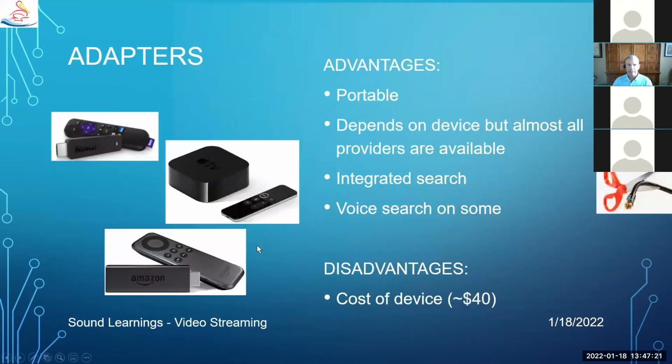And finally, I talked about adapters. Here are some pictures of examples: the Roku, the Apple TV, Amazon Fire TV Stick. If you don't have the capability to watch it, say at a second home, you don't have a smart TV, you don't have cable, but yet you want to play Netflix or some of these other services, you can buy one of these adapters. They plug into your TV and effectively turn it into a smart TV, so you can play any of these services on that TV.